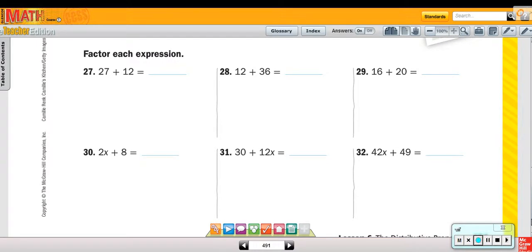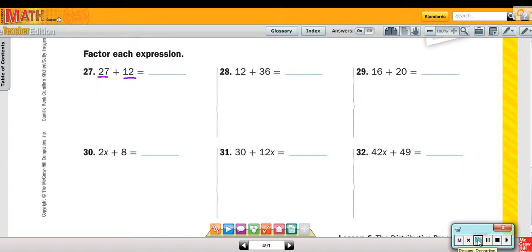Factoring really means undoing the distributive property. Now we don't have parentheses. We want to get it back to a form where the parentheses are there and we've pulled out its greatest common factor. So look at question 27. What's the GCF of 27 and 12? We'll pause and resume at the break.